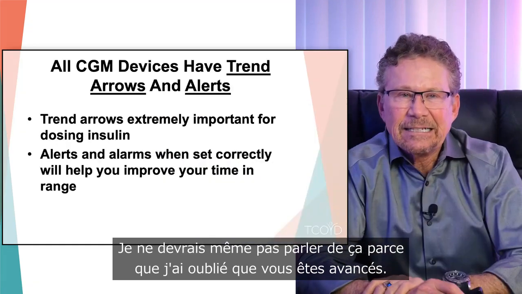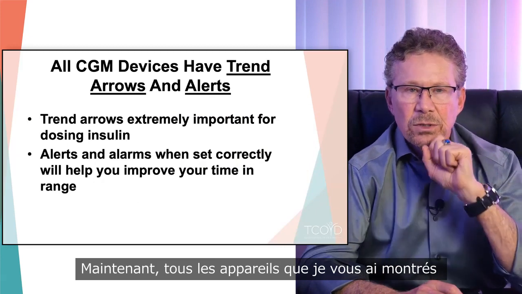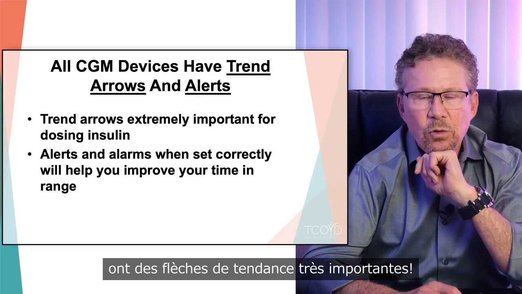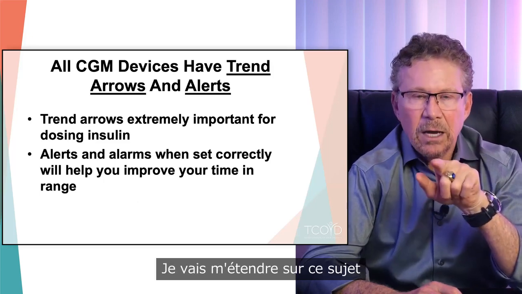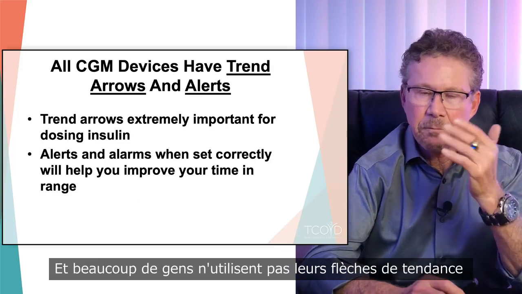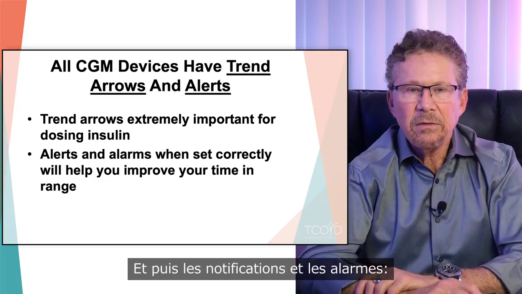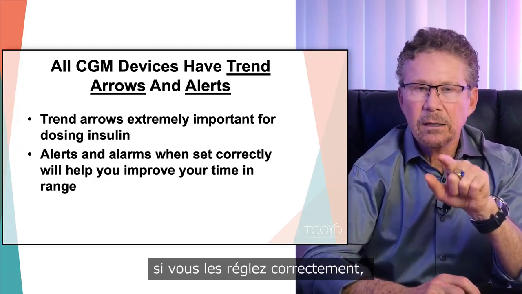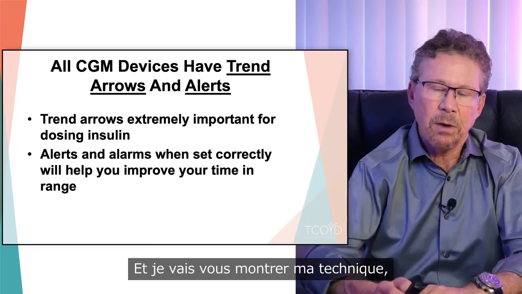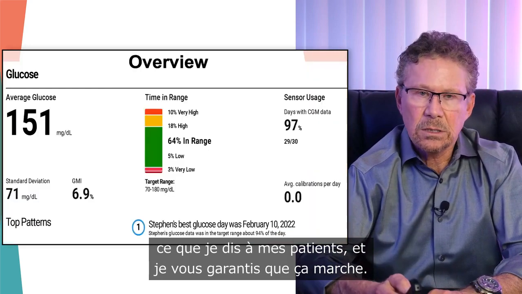You guys are advanced. Okay, now, all of the devices I showed you have very important trend arrows. I'm going to expand on that. So important for insulin dosing. And a lot of people don't use their trend arrows to adjust their dose of insulin. And then the alerts and alarms. If you set them correctly, you can really improve your time in range. And I'm going to show you my technique, what I've been telling my patients, and I guarantee you it works.